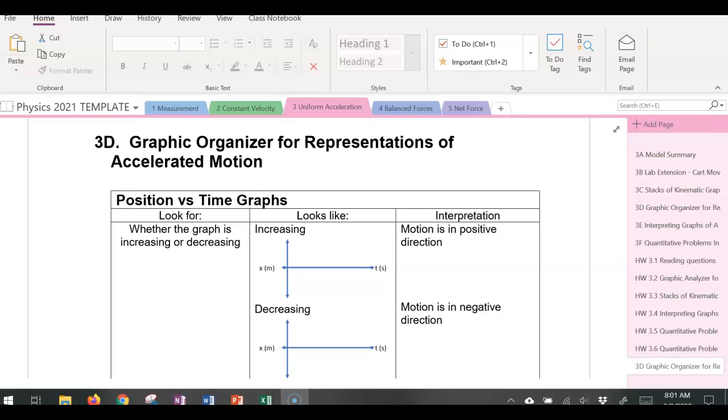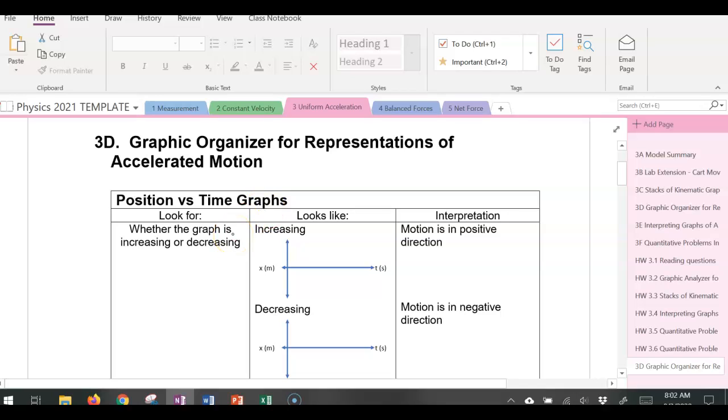This webcast works on Worksheet 3D, where we're preparing a graphic organizer for representations of accelerated motion. It's organized in a way that looks at each type of kinematic graph separately. So first, we're looking at position versus time graphs.